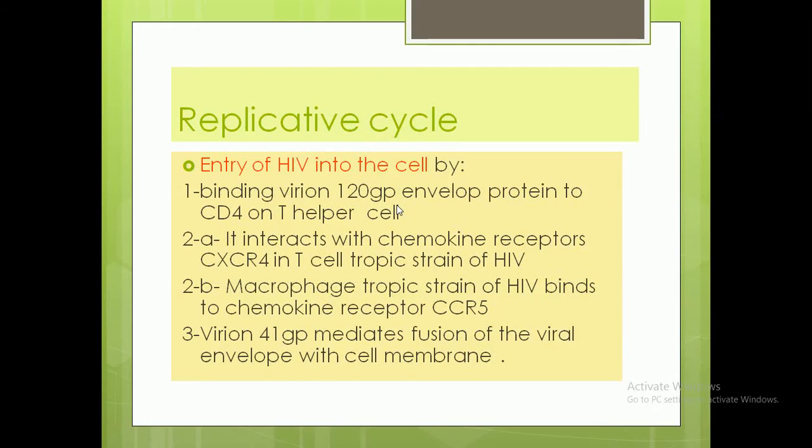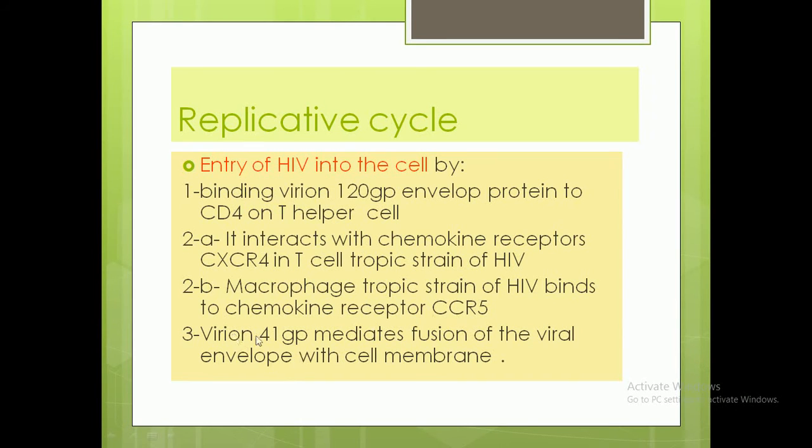The replicative cycle of this virus: entry of the HIV virus into the cell is by binding of the virion gp120 glycoprotein envelope protein to CD4 on T helper cells, which is the important step, and then interaction with the chemokine receptor CXCR4 in the T cell tropic strain of HIV, while the other strain of the virus has tropism to macrophages by binding the chemokine receptor CCR5.